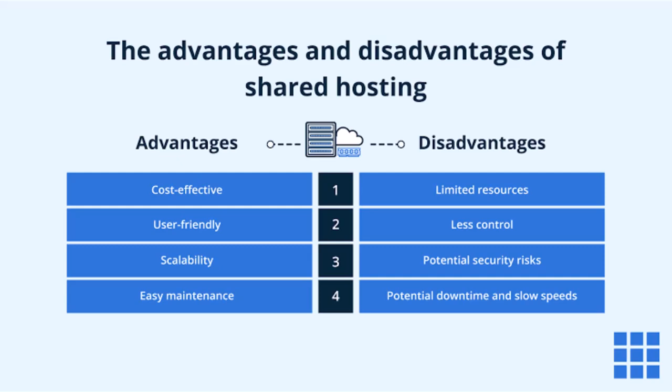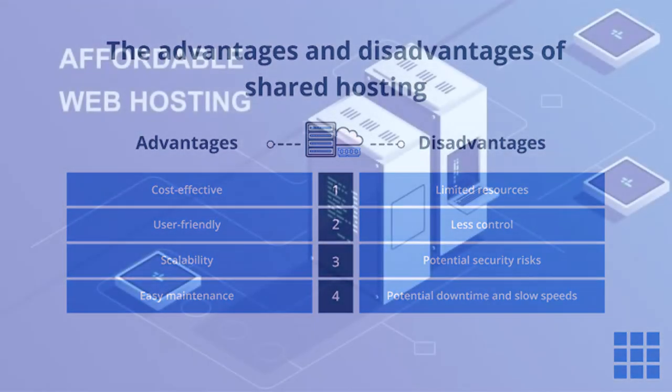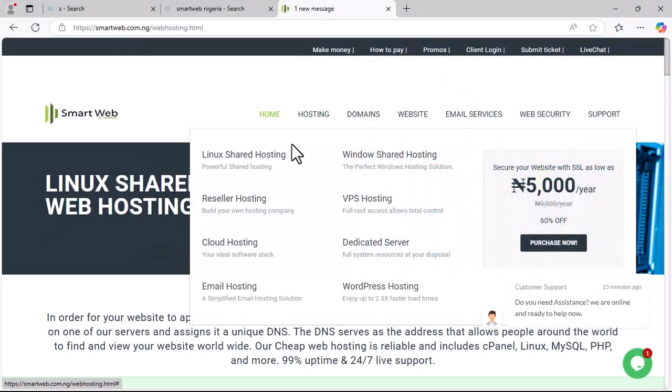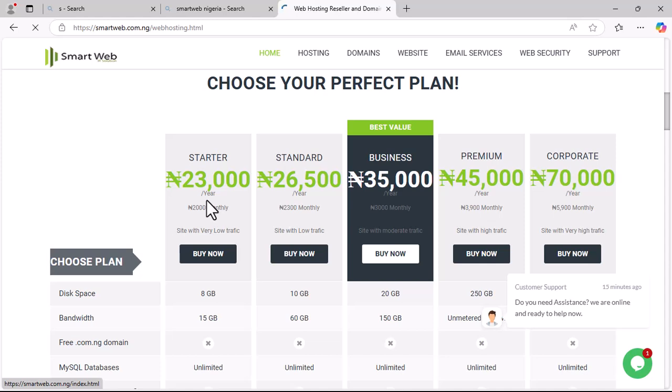The first we'll be looking at is cost effectiveness. It is very affordable to use shared hosting, and it's very cheap. You can use it here at SmartWeb Nigeria Limited. If you want to use our shared hosting, you go to hosting, click on the Linux shared hosting or the Windows shared hosting, and you will see different packages. The lowest is 23,000, the starter package, and the highest is the corporate package, which goes for 70,000 naira a year. So it is very efficient and affordable.